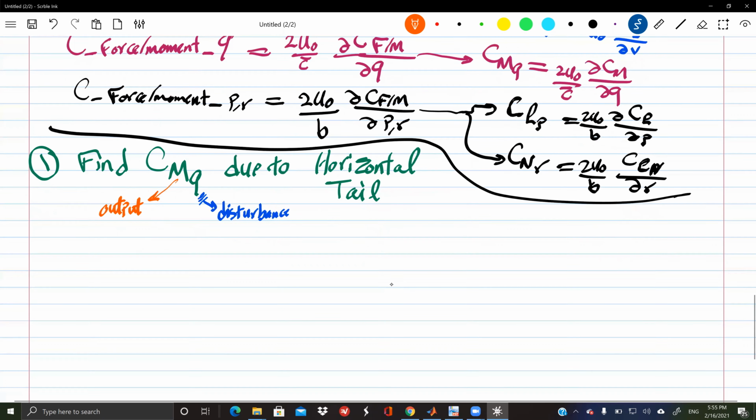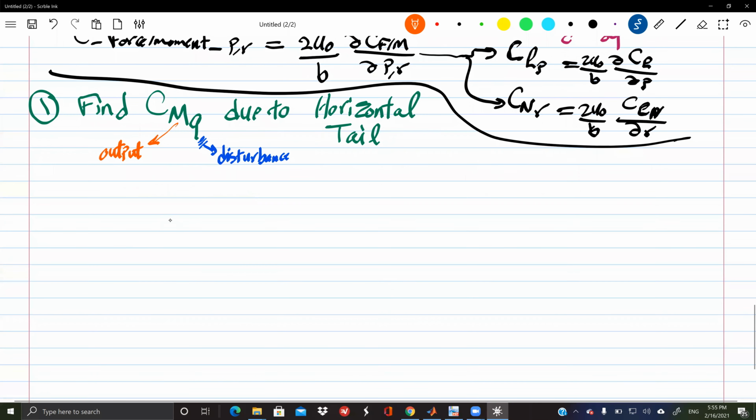Okay, let's get it. So how do we start? We're going to apply a disturbance Q to the airplane. And here the table is super important because what is Q? I cannot solve this problem without knowing what is M and what is Q. Q is the pitching angular velocity. M is the pitching moment on the airplane. So I'm going to apply a pitching angular velocity. Okay, Q is about what axis? Q is about the Y axis.